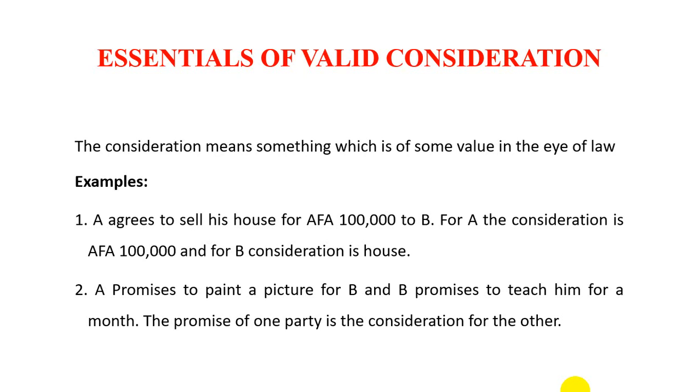See example number 2. A promises to paint a picture for B, and B promises to teach him for a month. The promise of one party is the consideration for the other party. در اینجا promise از یک طرف آمد که او پکچر پینت میکنه و از طرف دیگر promise آمد که او یک ماه برش تدریس میکنه. هر دویشون یک دیگر را consider کرد. یعنی در اینجا پیسه مد نظر گرفته نشده. So this is what a legal consideration is.